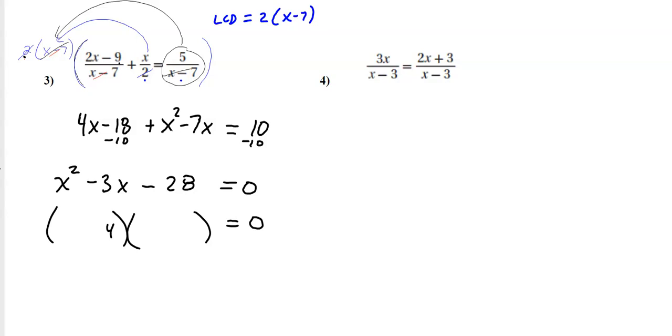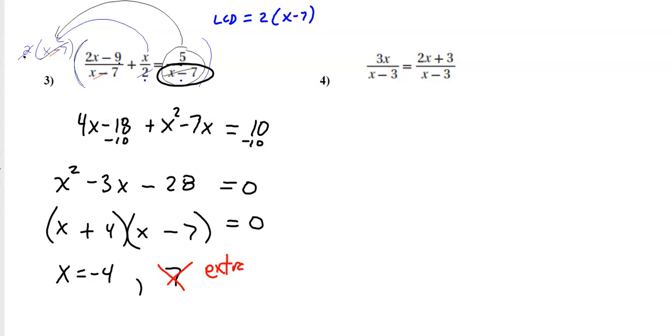Looks like 4 and 7. And the 4's got to be positive. The 7's got to be negative. So I get my two answers. But when I go to the top, I cannot put 7 in there because 7 minus 7 is 0. So you're not an answer.